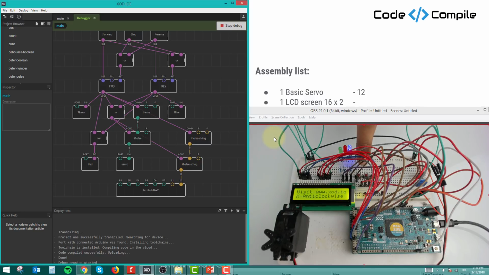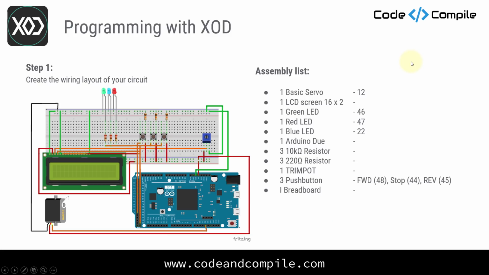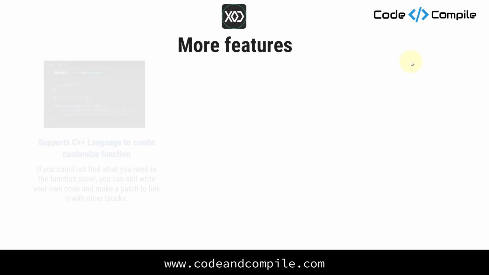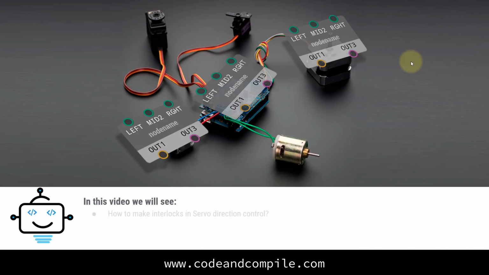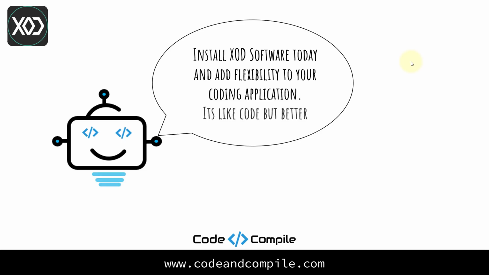Okay, so I hope you like this logic, how we can quickly create something using Boolean, using if and else statements, using FPDs. And the good thing is you can easily track where you are making some mistakes in this visual programming. So this was the objective of today, to make you aware of a new programming software which you can use in your projects if you're working with Arduinos or any other controllers. And this was all. I just want to say in the end that you just go and install this software and add some flexibility, functionality in your coding applications. It is like a code, but it's better.